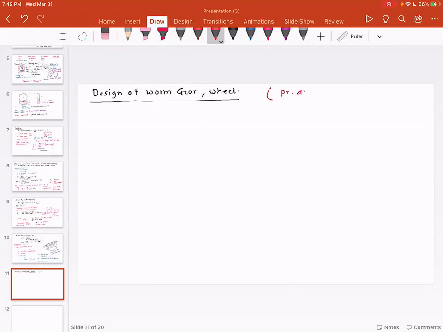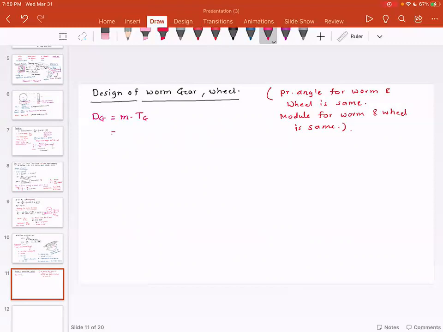Pressure angle for worm and wheel is same. Module for worm and wheel is same. So what it means is the diameter of the worm gear is module times number of teeth. This is the same relation that we used when we designed the spur gears. So 8 multiplied by 48, that gives me 384 millimeter.